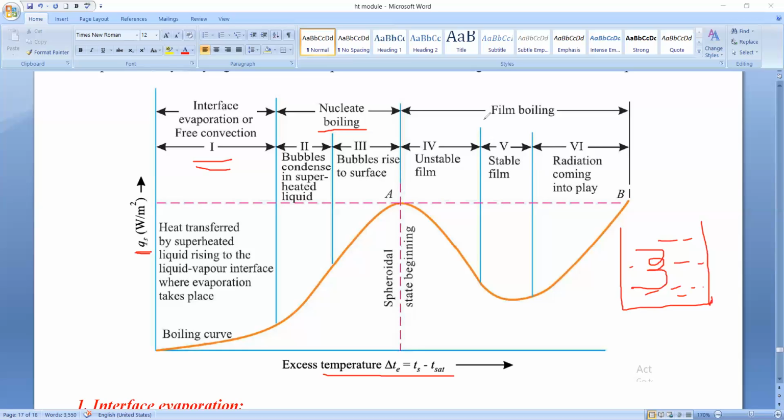The third regime is known as film boiling. It is divided into three sub-regions, that is the 4th, 5th, and 6th. The fourth region is unstable film. The fifth regime is associated with the stable film, and the sixth regime is associated with radiation. So let us see one by one.